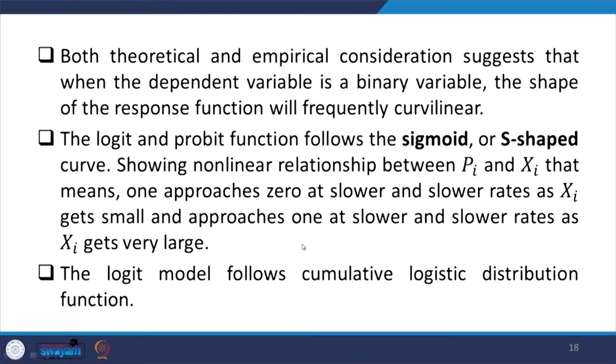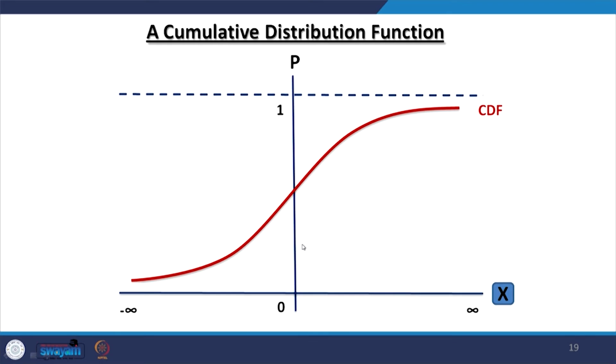That means pi approaches 0 at a slower and slower rate as xi gets small, and approaches 1 at a slower and slower rate as xi gets very large. So, basically at every extreme point, the value of pi approaches at a slower rate so far as the sigmoid curve is concerned. The Logit model actually follows a cumulative logistic distribution function. So, this looks like this.